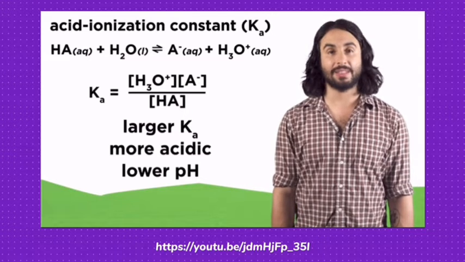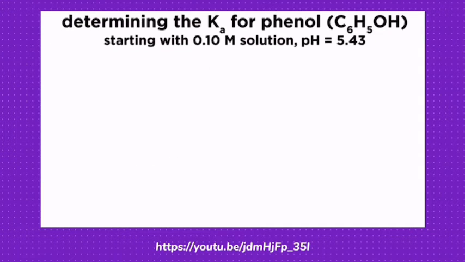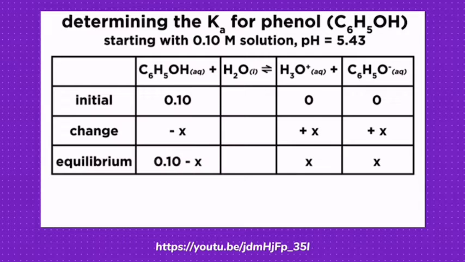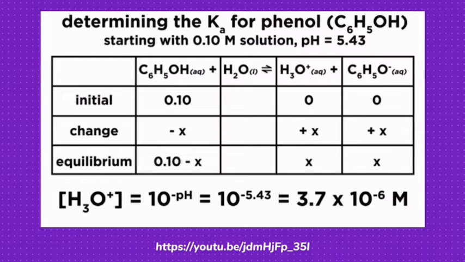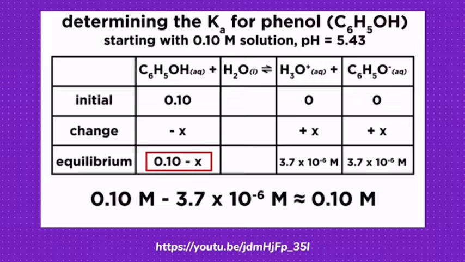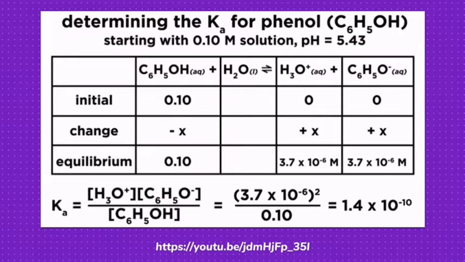We can determine Ka experimentally. Let's say we want to know the Ka for a weak acid like phenol. We can set up an ICE box just like the kind we already know. We can use the pH to calculate hydronium concentration and therefore also the concentration of the conjugate base, since they are the same. As it happens, the change in initial concentration of the acid is so small that it's negligible, and we treat things as though none got used up. Plug these values into the expression and solve for Ka.